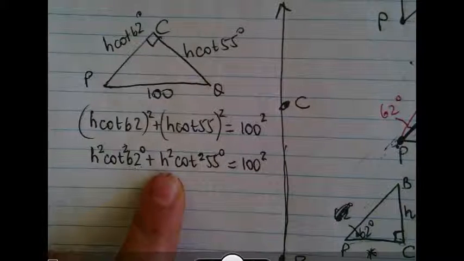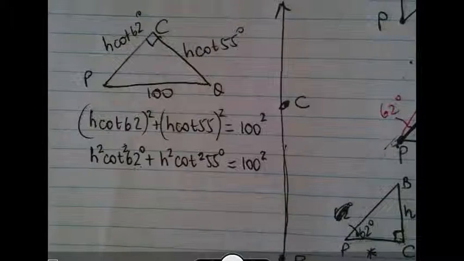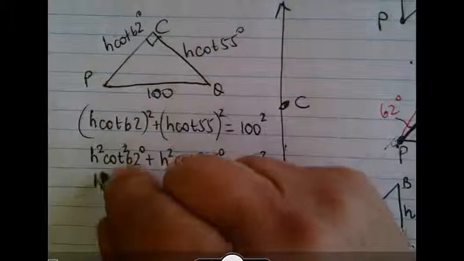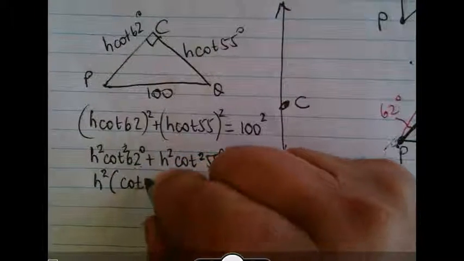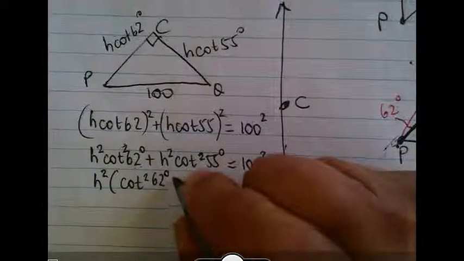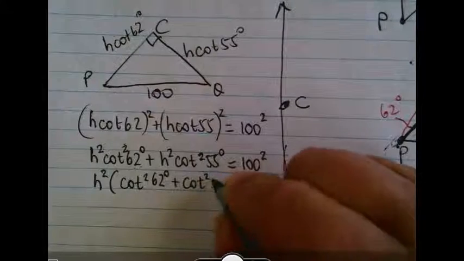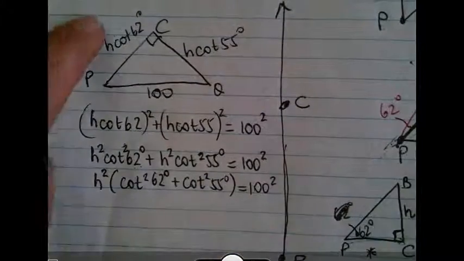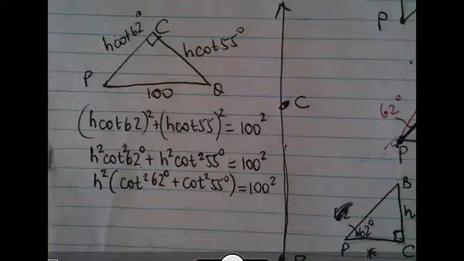Isn't that in common? H squared is appearing twice. I want it to appear once. You factorize. Isn't H squared common? H squared times cot squared 62 degrees plus cot squared 55 degrees. So I've got that squared plus that squared is that squared.